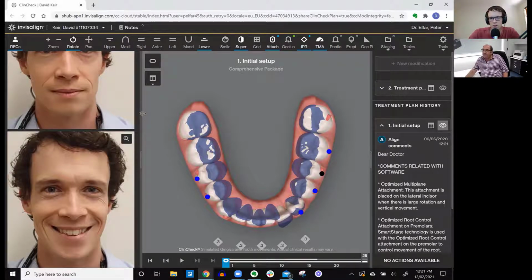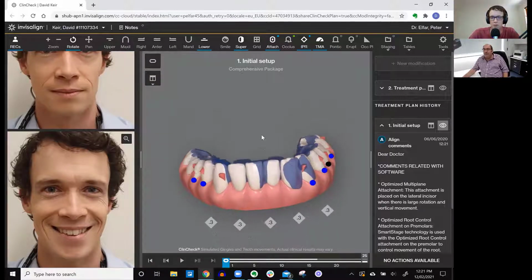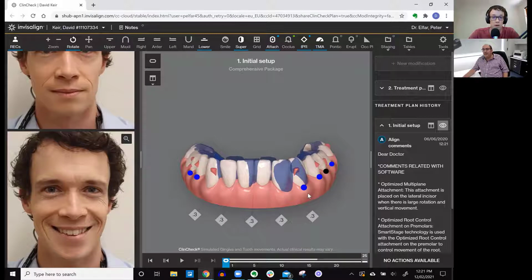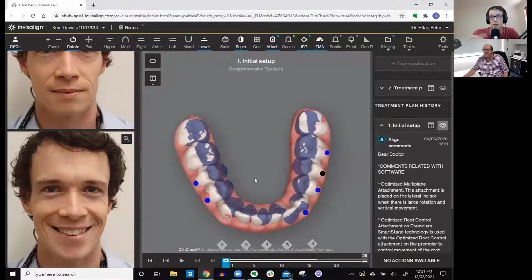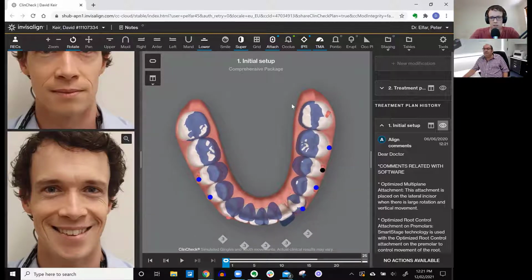So I've got a class 1 molar, class 1 canine, but I don't have a lot of space and some significant risks. So in the next OrthoEd segment, we're going to talk about those risks, and we'll get to what you'll actually do with changing this ClinCheck step 1 in the episode after that. So thank you, Jeff, for sharing that with us. David, thank you very much.